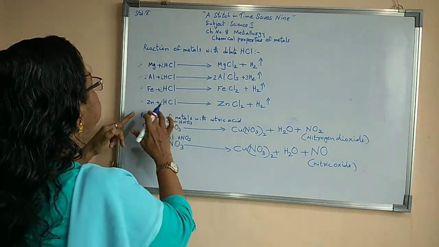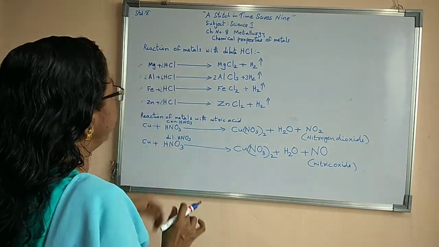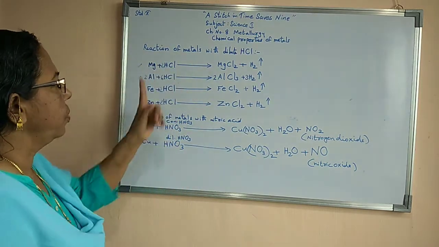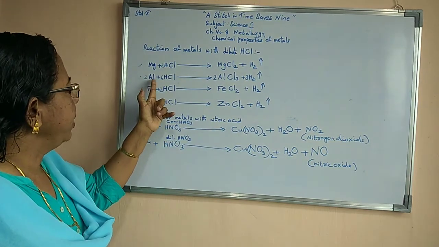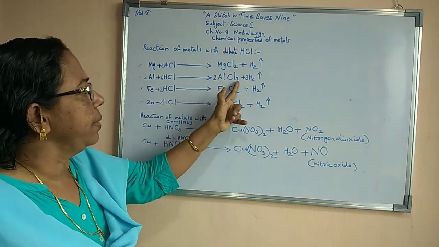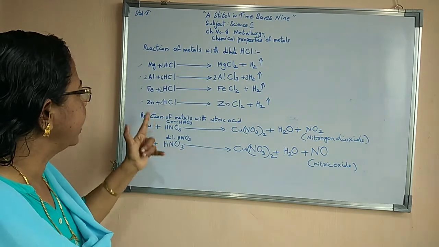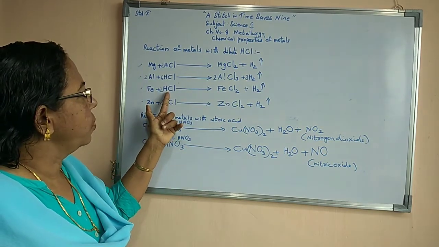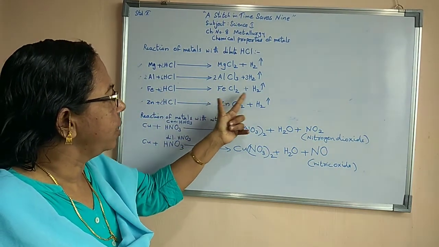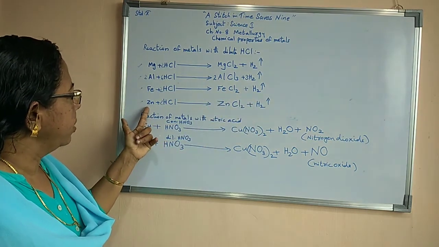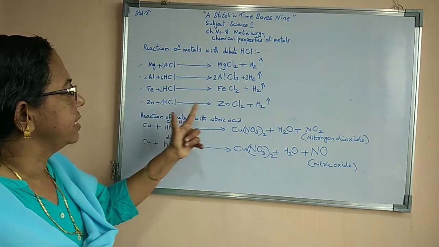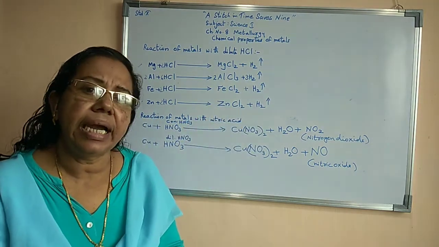Now here, once again we will go to here. Magnesium reacts with hydrochloric acid, giving magnesium chloride as well as hydrogen gas. Here aluminium reacts with hydrochloric acid, giving aluminium chloride as well as hydrogen gas. Iron reacts with hydrochloric acid, as a result of it iron chloride FeCl2 along with that hydrogen gas. Here now zinc reacts with hydrochloric acid, as a result of it zinc chloride as well as hydrogen gas.